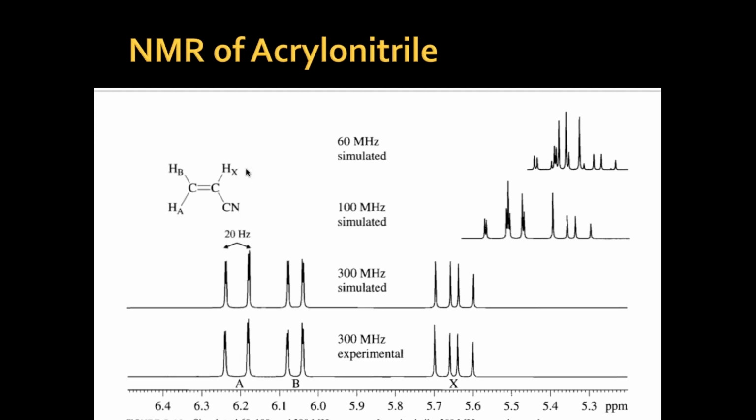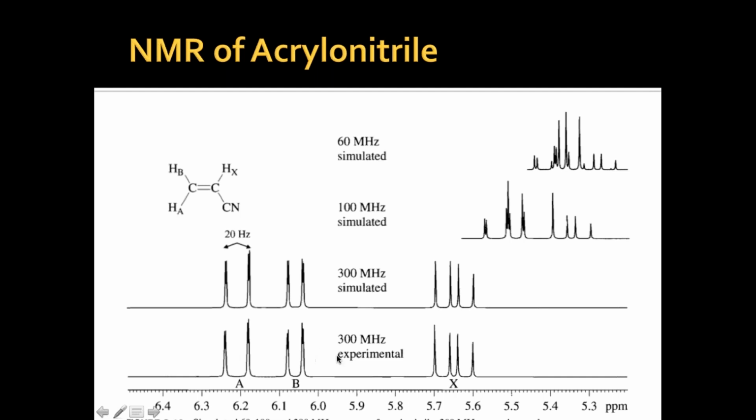So the value, the frequency or the hertz, is different in proton and carbon NMR. Why it is different, we'll explain later on. First, we have to see how to interpret the NMR of acrylonitrile, or any NMR. You have an NMR and you can see a set of peaks here, right?